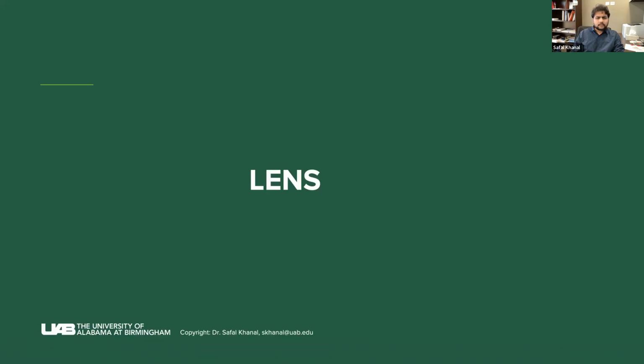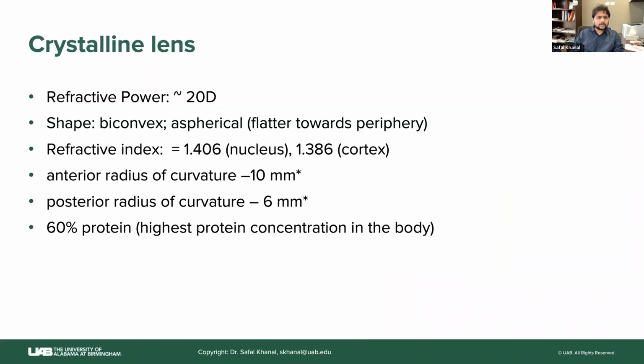Now let's look at the crystalline lens of the eye. The total refractive power is around 20 diopters. As you can see, it is much less than the cornea. And the shape of the lens is biconvex. It is aspheric because it is flatter towards the periphery.